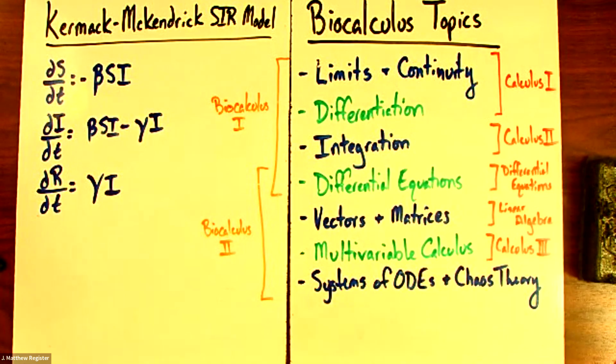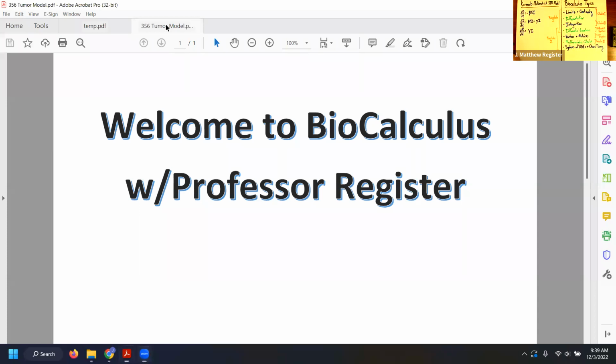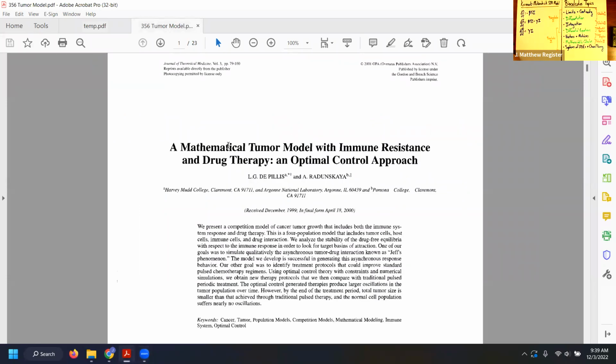With that in mind, though, I do want to show you one document, which I kind of view as the heart and soul of this course. So let me share the screen again. And let me show you this document here. It's an old research paper, a mathematical tumor model with immune resistance and drug therapy, an optimal control approach.